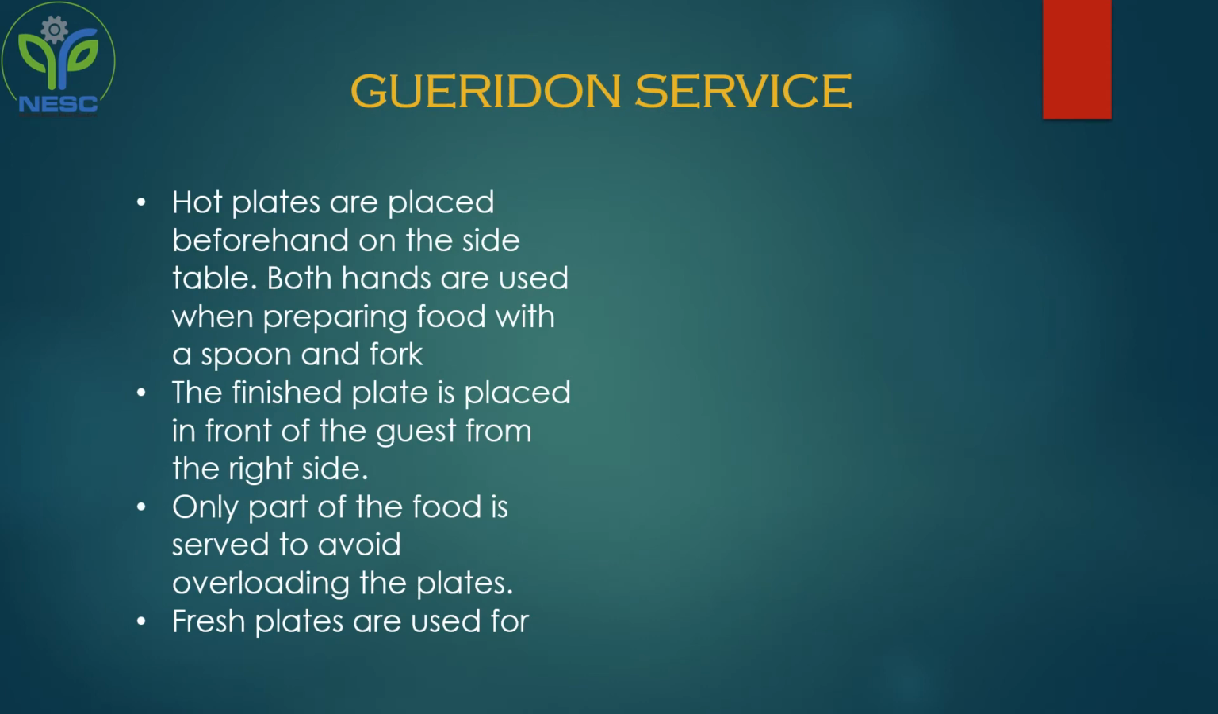Hot plates. Hot plates are placed on the trolley before the start of service. Here, a hot plate is a portable stove with electric or gas burners, which is used for food preparation. Only part of the food is served to avoid overloading the plates, meaning all the food is not served at once. Instead, it is served in portions. Fresh plates are used for second helpings. Whenever the guest finishes their first plate, a fresh plate is always used for refills.